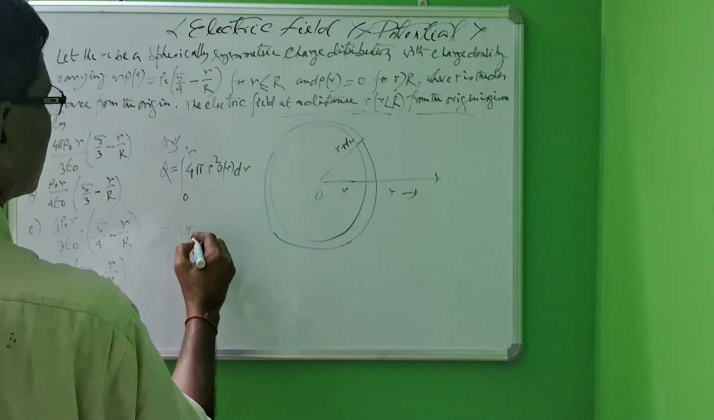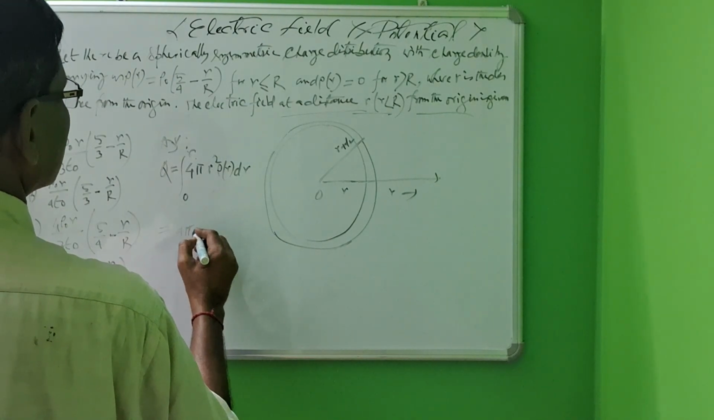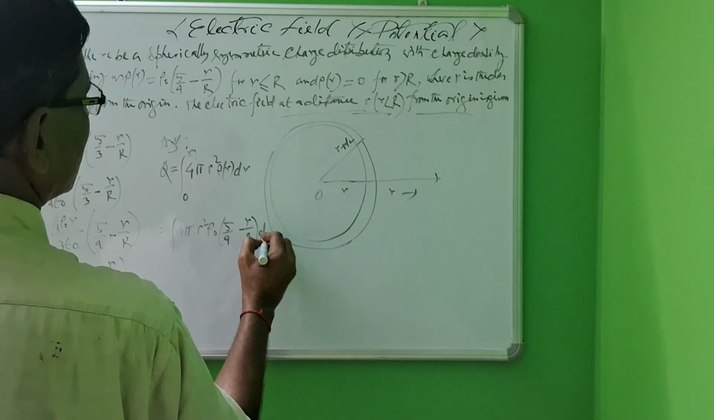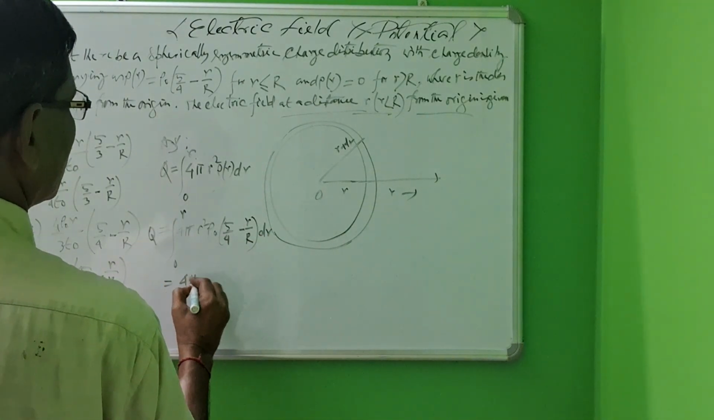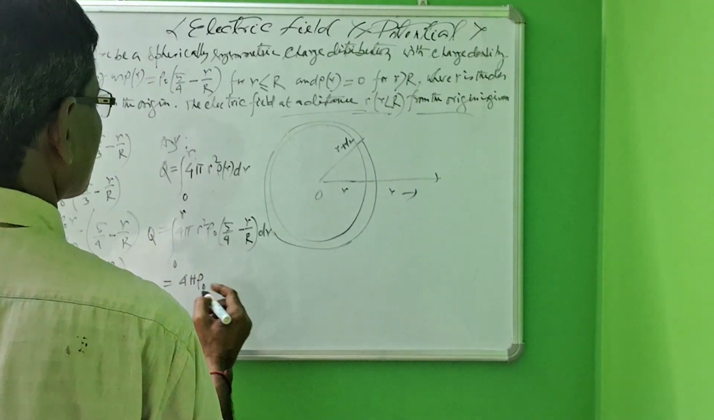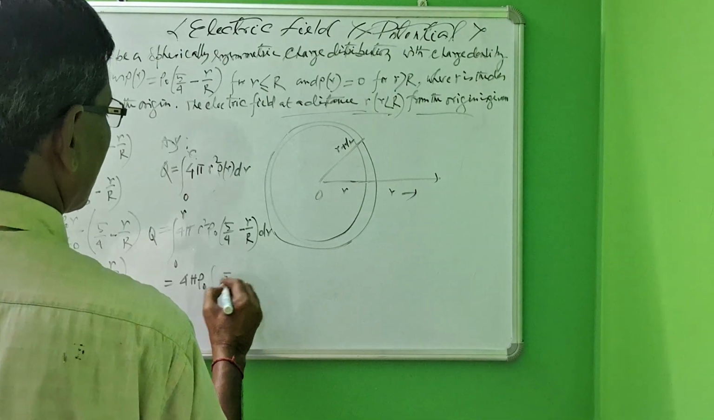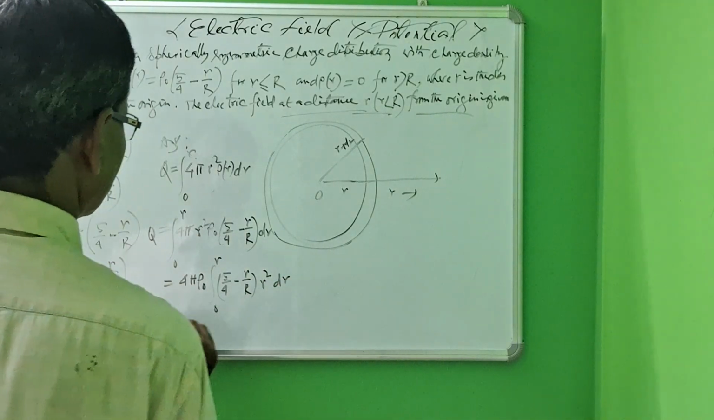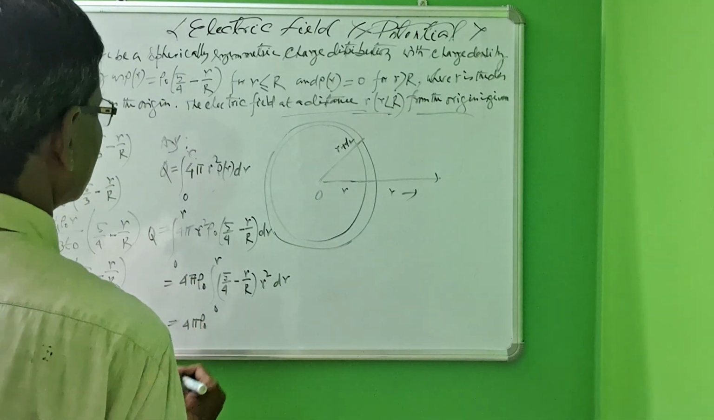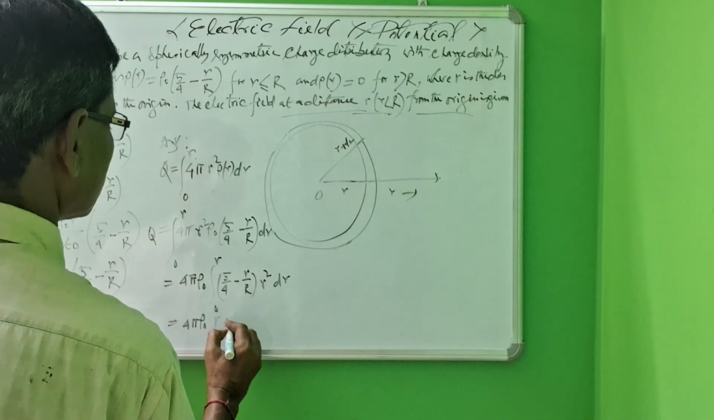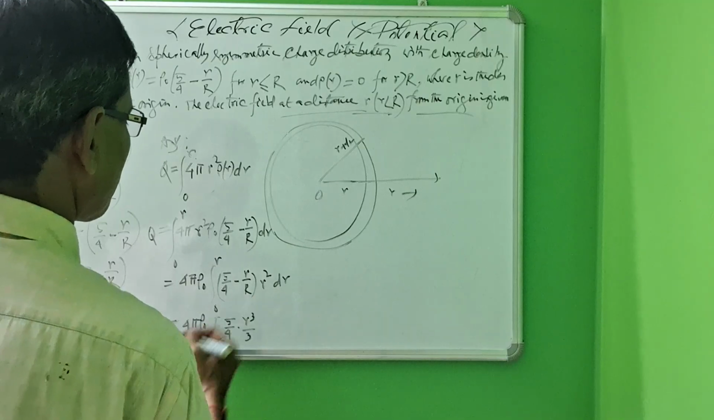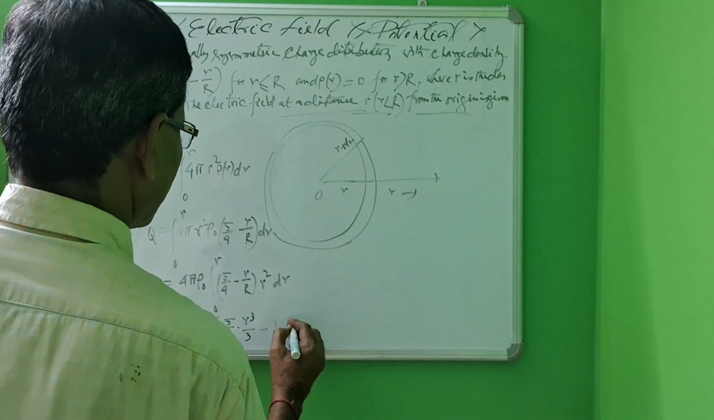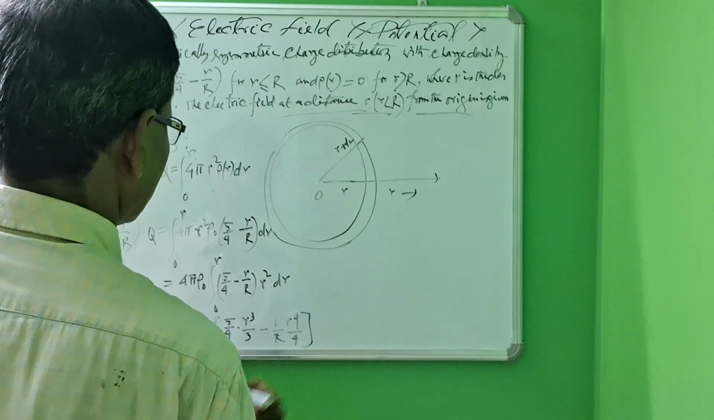So this is equal to 4 pi r square rho 0, 5 by 4 minus this, dr, 0 to this, equals 4 pi rho 0 times the integral of 5 by 4 minus this into r square dr, equals 4 pi rho 0, 5 by 4 r cube by 3 minus r cube by R.